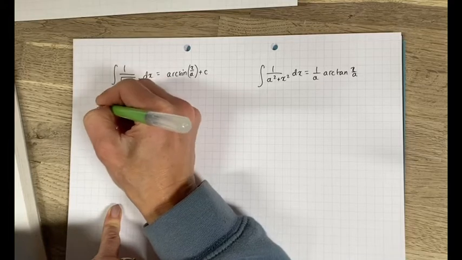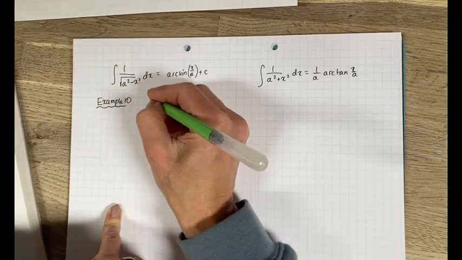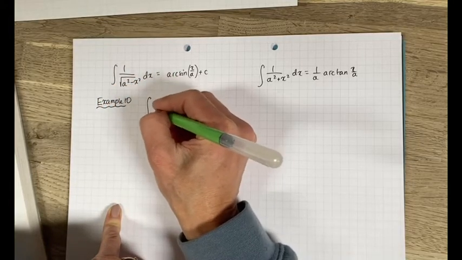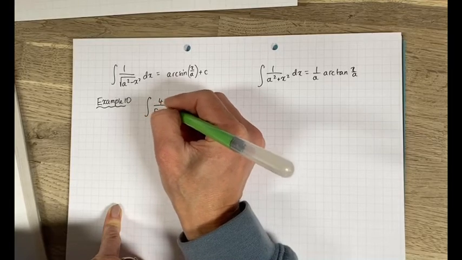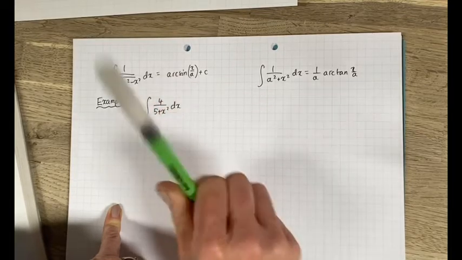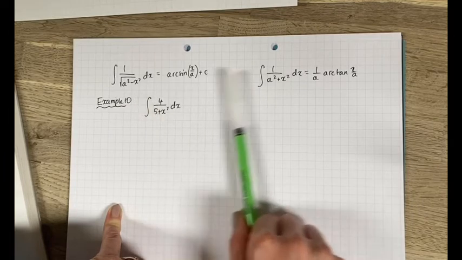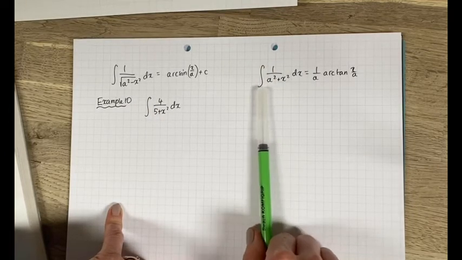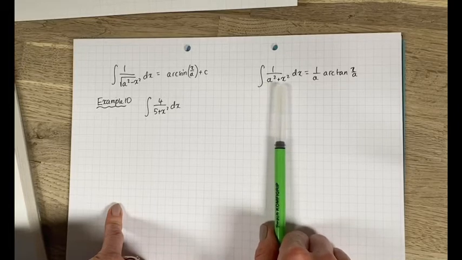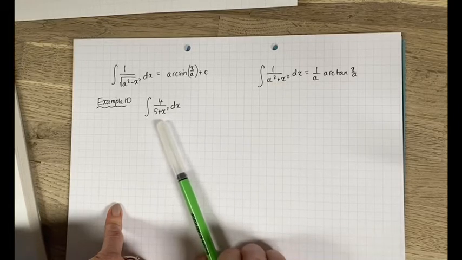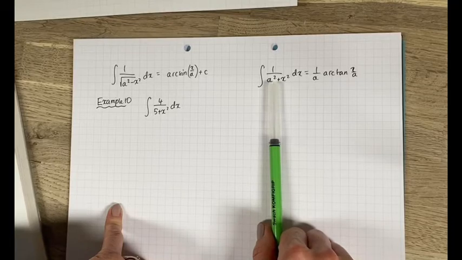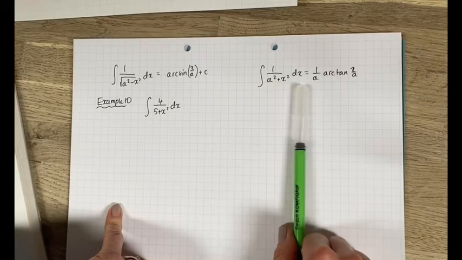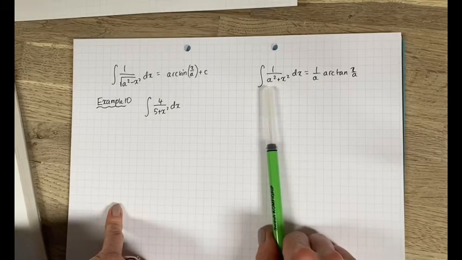So example 10 asks you to find the integral of 4 over 5 plus x squared dx. Okay, so you've got the two results. There is a list of those in the formula booklet. You're looking for the one with a squared plus x squared, without a square root in the denominator, so it's going to go to arctan. We need to work out what a is.